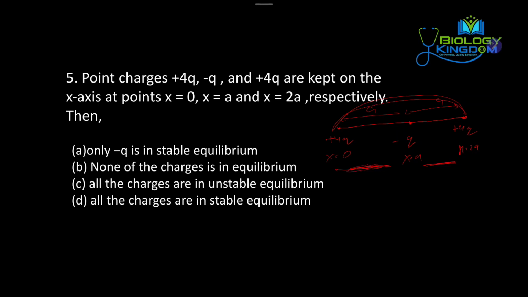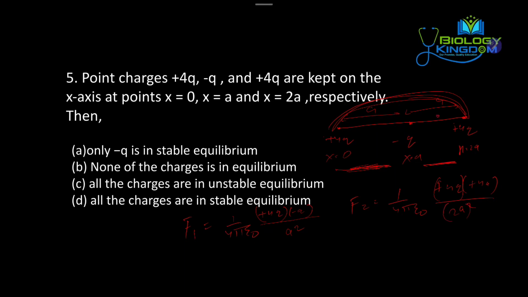So what is the force? The first one is the force between plus 4q and minus q, which is 1 by 4 pi epsilon naught, and the distance between them is a square. So here's our F1. What will F2 be? F2 will be the force between this and this charge. So it will be 1 by 4 pi epsilon naught, plus 4q upon 2a square. Here the distance between these two is 2a, so we'll take 2a square.